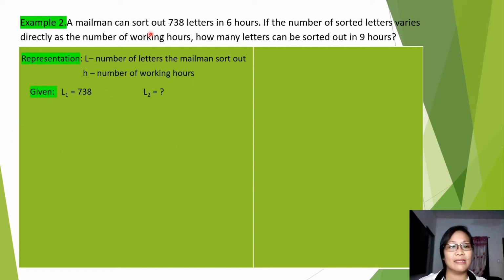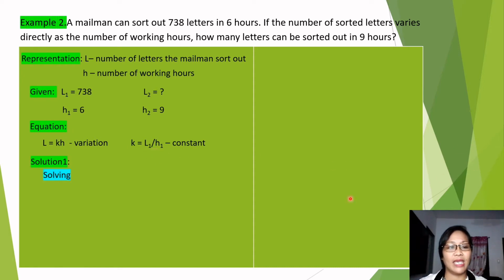Given, L sub 1, 738. L sub 2 is our unknown. H1, we have 6 hours, and H2, we have 9 hours. For our equation, for variation, L is equal to KH, and for our constant, we have K is equal to L sub 1 over H sub 1. Solution for K, K is equal to L sub 1 over H sub 1, then substitute the given. K is equal to 738 divided by 6, and K is equal to 123.